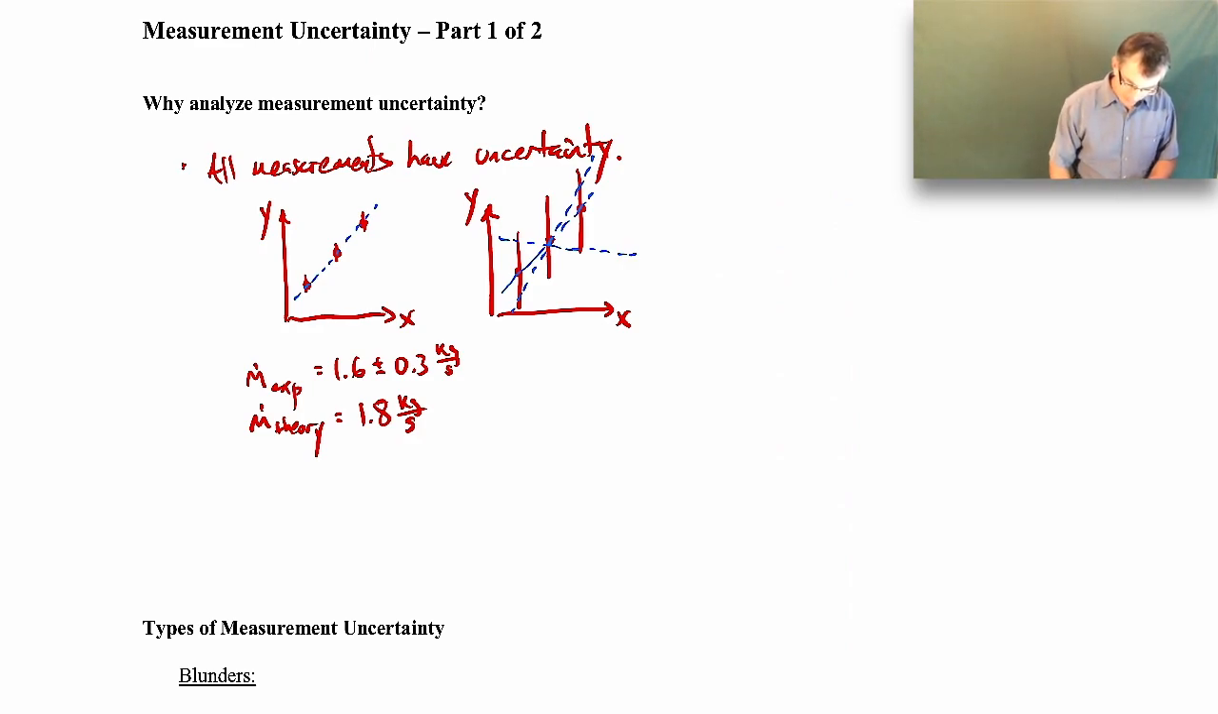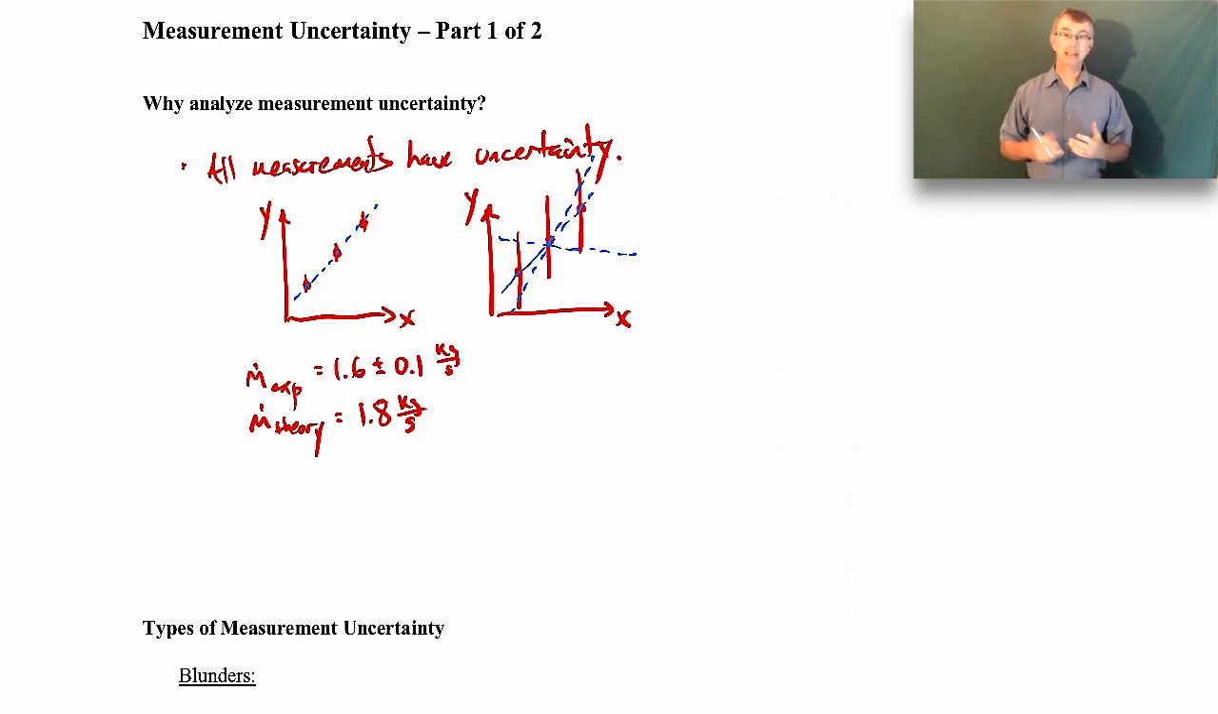However, if the experimental uncertainty was instead of 0.3, let's say it was 0.1 kilograms per second. In that case, the theoretical prediction lies outside of our experimental measurement. There we would not have as much confidence. We'd have little confidence actually in our theoretical measurement.